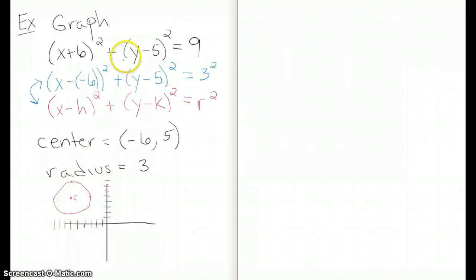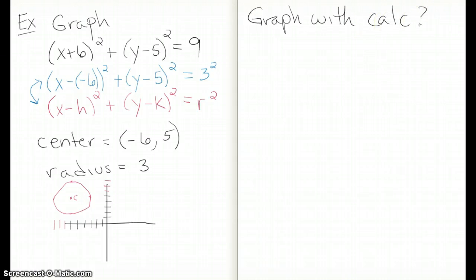If in fact you did want to try to graph this using your calculator, remember that your calculator requires that you do equations in terms of y equals. And this is definitely not written in terms of y equals, but we could make it written in terms of y equals. So if we wanted to graph it with our calculator, what we would need to do is take this equation here and solve for y.